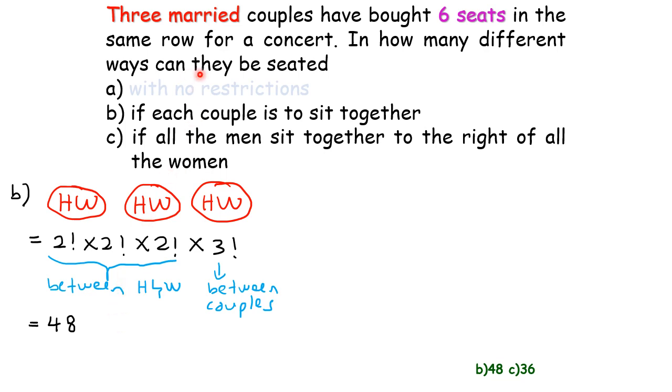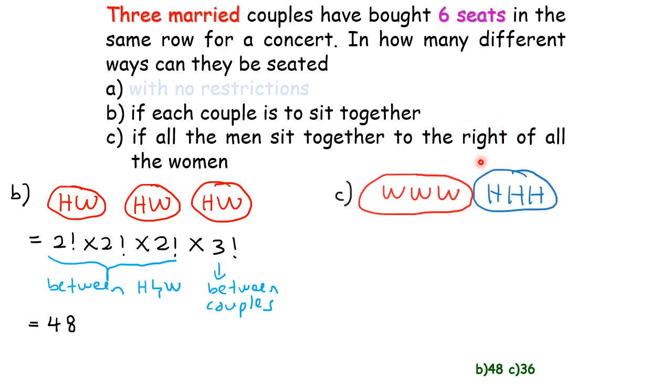Next, C: if all the men sit together to the right. They already mentioned the location on the right, so it means the husbands, the men, are on the right. So it cannot switch places between husbands on the left or right. They are already fixed on the right like this.